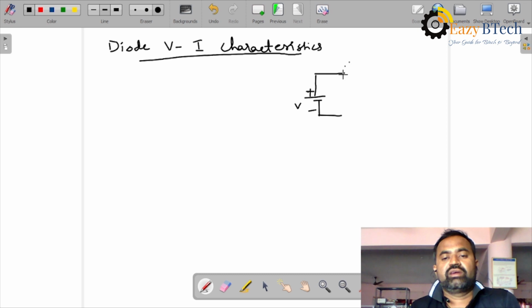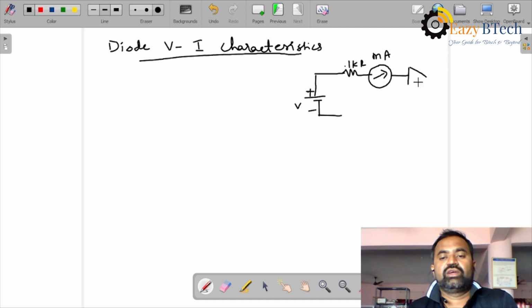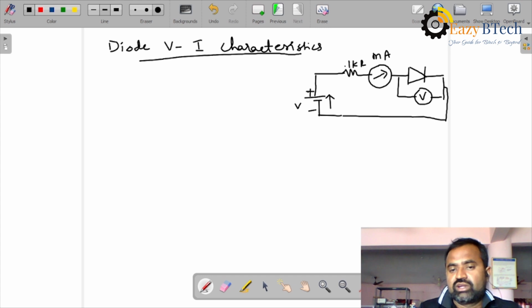Now we will keep a resistor like 1 kilo ohm and connect an ammeter, because in series current is same, milliamperes for forward bias, a diode, and the voltage across the diode V. By increasing this voltage, note down the current through the diode in series, current same, and the voltage drop across the diode.